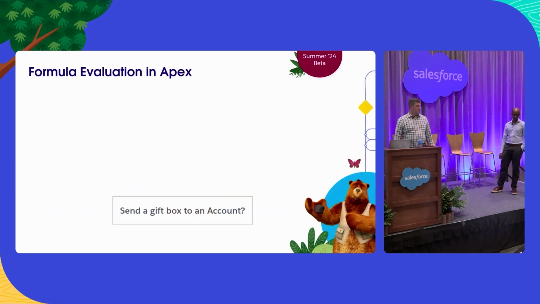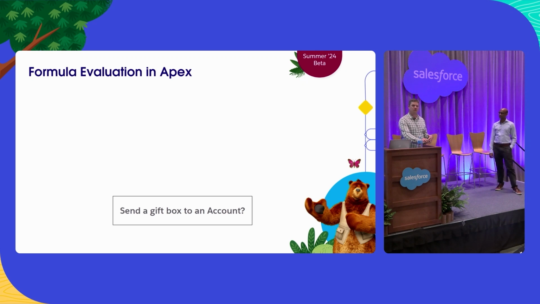Right, so let's run through a scenario and talk about why we might want formula evaluation directly at runtime in Apex. So I'll be a product manager. I'm the product manager, and I have a requirement for my customers. They want to be able to send gift boxes out every year to their accounts that are really important to them.